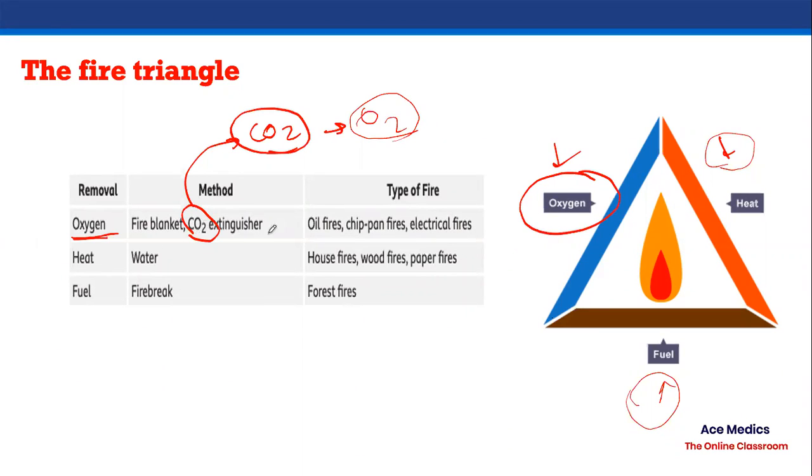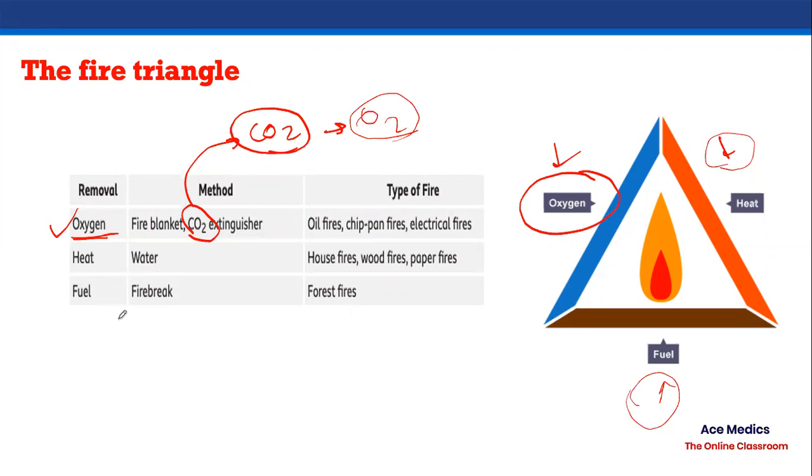Okay, so you can use these methods if it's oil fires or chip pan fires, electrical fires. So if you have some wires that are heated up and it's causing some smoke or something like that, you can use fire blankets or CO2 extinguishers. So that's how you get rid of one aspect of the fire triangle, which is oxygen.